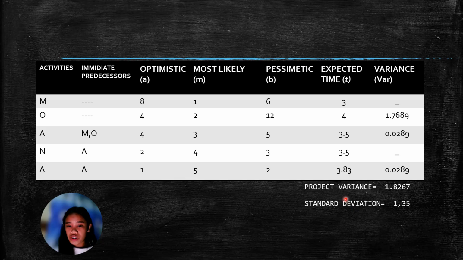So in getting the project variance, we have to add all the variances of the critical activities, which is O, A, and A. And later on, we're going to discuss how to get the critical path and critical activities. So here we added 1.7689, 0.0289, and 0.0289. It results to 1.8267, and the standard deviation is 1.35.